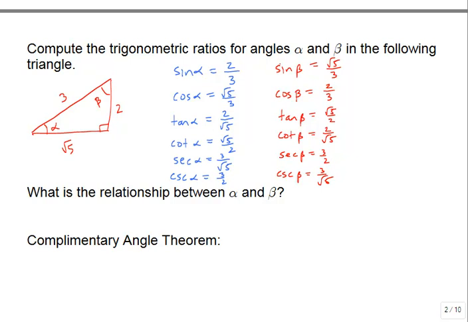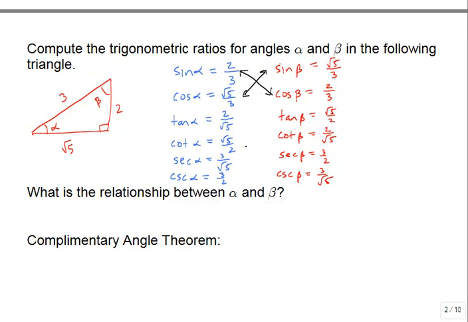Now what you want to notice here is that there is a relationship between some of these sine values and cosine values, etc., comparing alphas and betas. If you take a look at our two columns here, notice that this 2/3 was sine of alpha, but 2/3 was also cosine of beta. So these two values, sine alpha and cosine beta, turned out to have the same exact ratio. Likewise, cosine of alpha, which was root 5 over 3, has the same ratio as sine of beta.